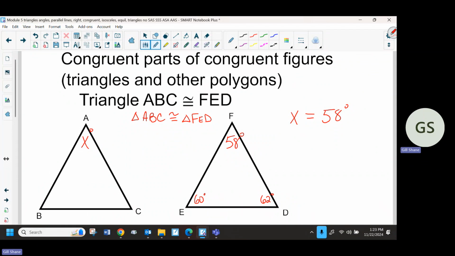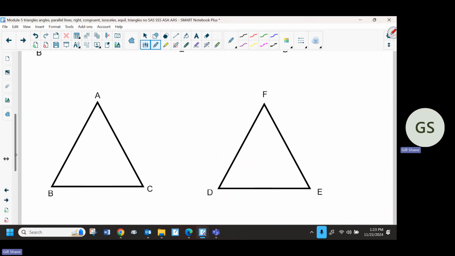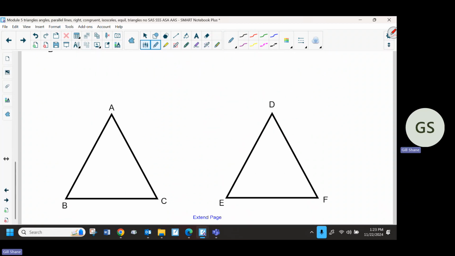So if we had different numbers, well, actually, not technically different numbers. Let's do a Y this time. What would Y equal? Still same triangles. Triangles are congruent. So it'd be what?